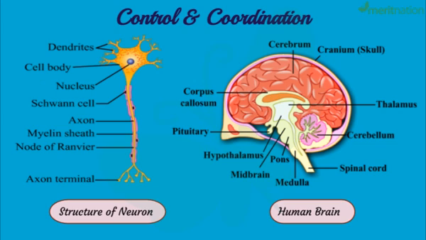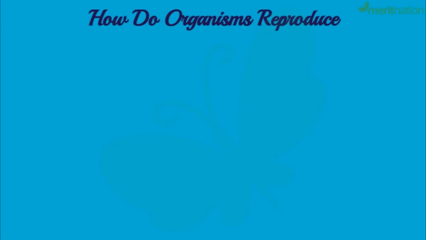In the chapter Control and Coordination, the most important diagrams are the structure of neuron and human brain. All the labels are very important in both the diagrams. Now, let's move on to the chapter How do organisms reproduce? This chapter has two sections, asexual and sexual reproduction.